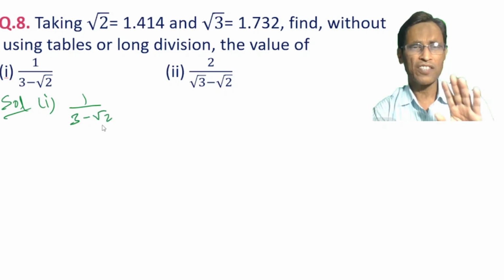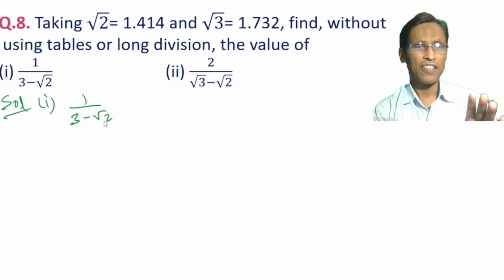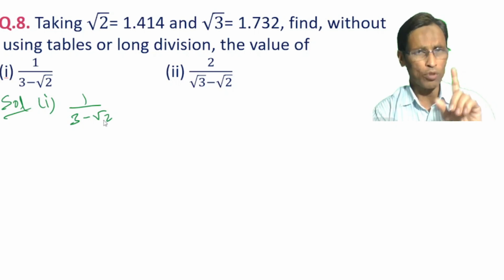Clearly the denominator is irrational, so it should be rationalized. We shall rationalize the denominator by multiplying it by its rationalizing factor, that is 3 plus root 2.